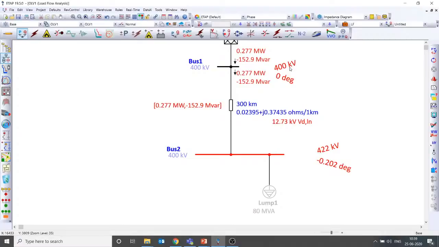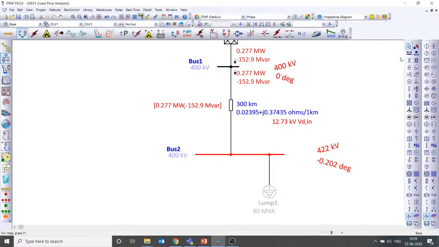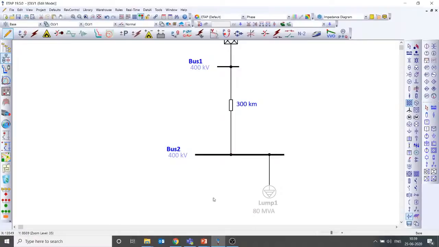Here you can see real power is flowing from angle 0 to minus 0.0202, in this direction from bus 1 to bus 2, whereas reactive power is flowing from bus 2 to bus 1. That's because the receiving end voltage is higher than the sending end voltage. And you can probably validate that with the same example I did before.